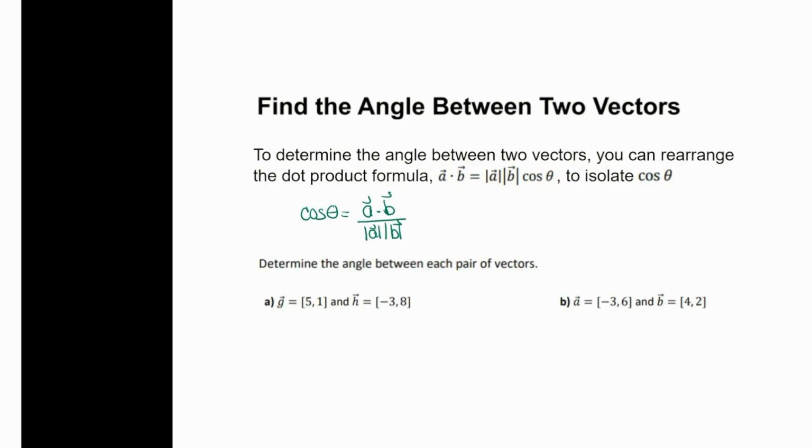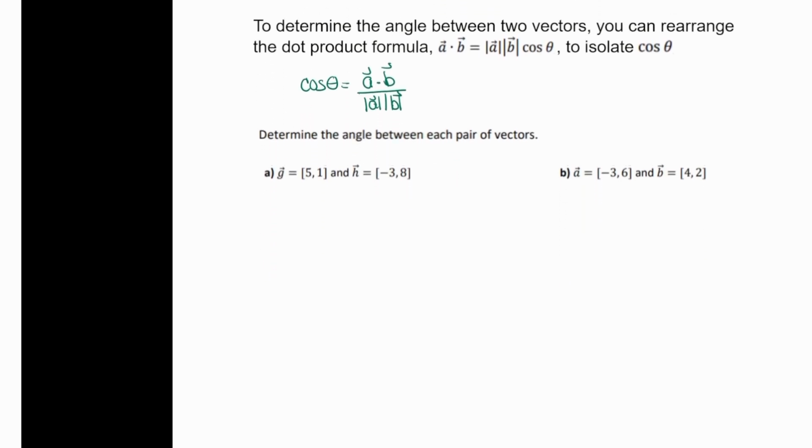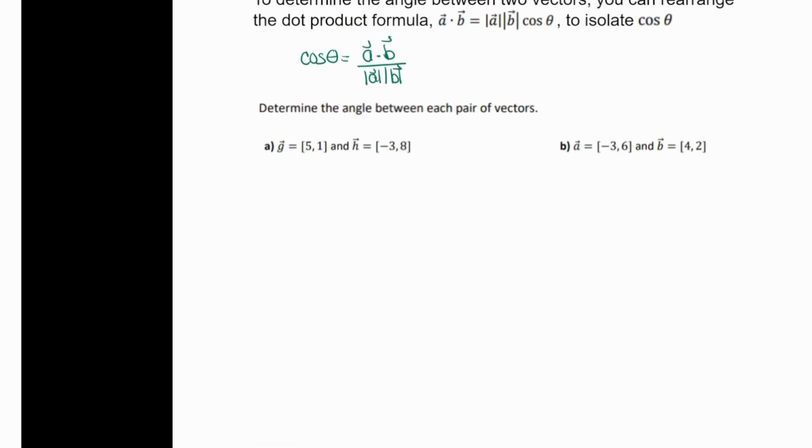So I think the best way for us to figure this out is to go ahead and do a couple of examples. Let's look at this first one, example A. We're going to determine the angle between each pair of vectors. I have vector G that's at [5, 1]. Remember, when we've got these square brackets, this means it starts at the origin, and the tip of vector G is going to be at 5, 1. Then I have vector H, which similarly starts at the origin and has its tip at -3, 8.